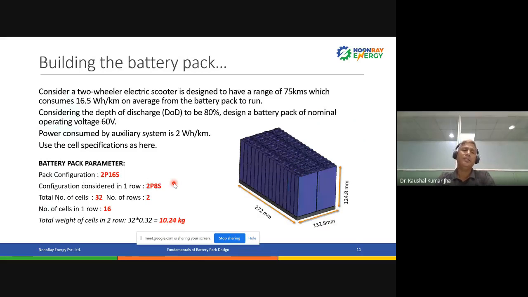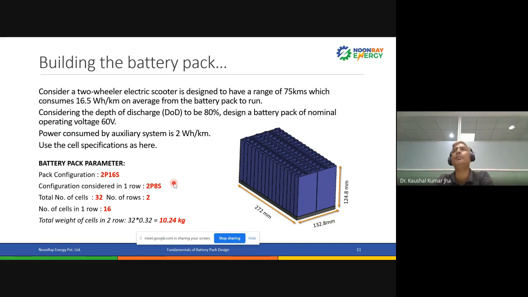Let's take an example here. Consider a two-wheeler designed to have a range of 75 kilometers, which consumes 16.5 watt-hour per kilometer. That means in 1 kilometer, it will consume around 16.5 watt-hour on an average. The depth of discharge is 80%. Design a battery pack of nominal operating voltage 60 volt.